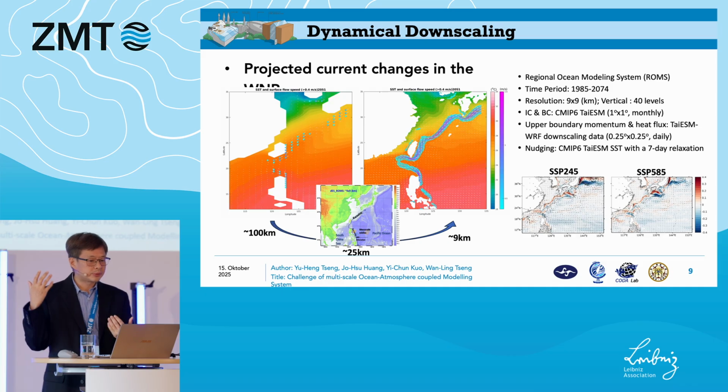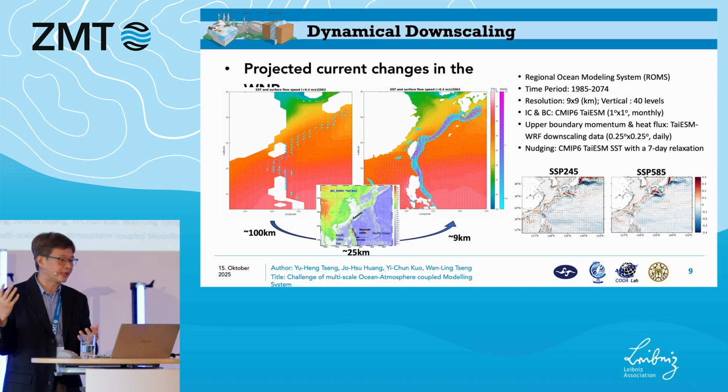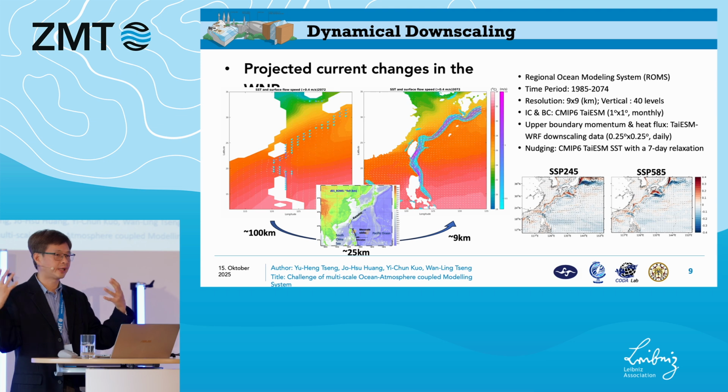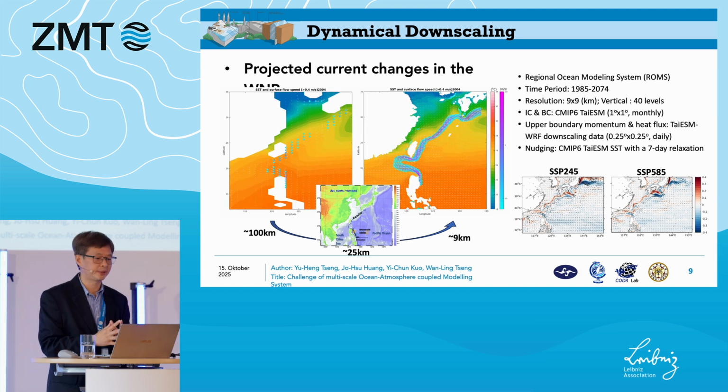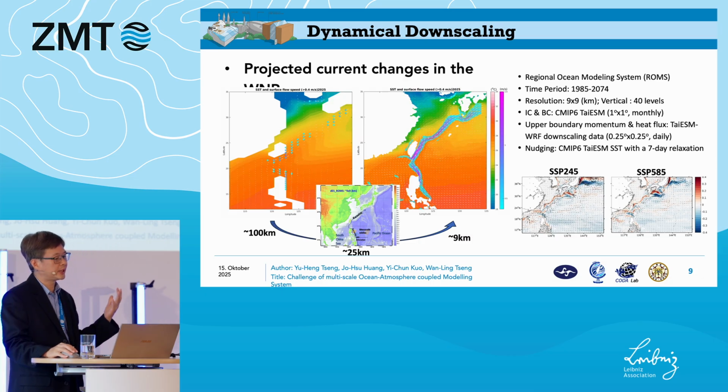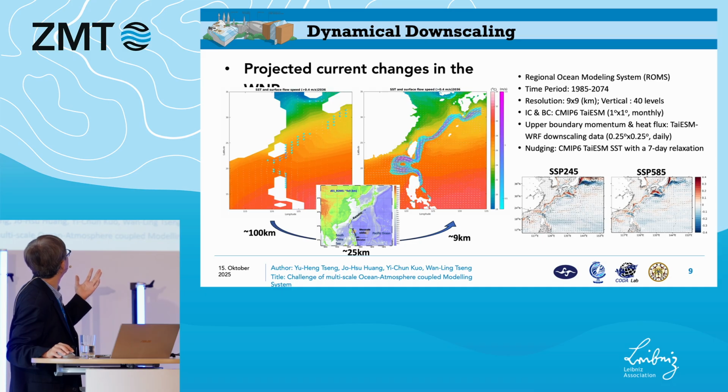Then I will talk briefly about dynamic downscaling. That's something we are doing right now. I think in the last 10 to 20 years, everybody has been doing this climate downscaling. For example, we are running a project on the current change in the Western North Pacific.